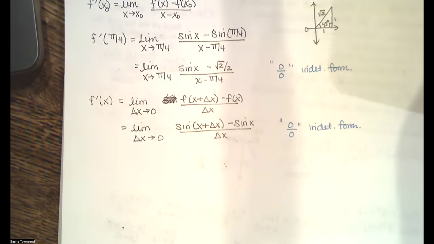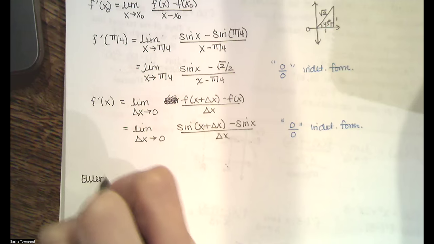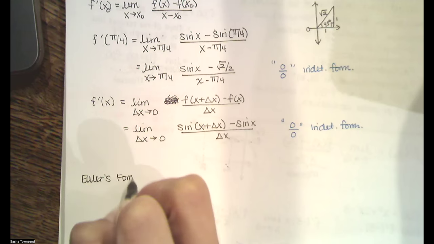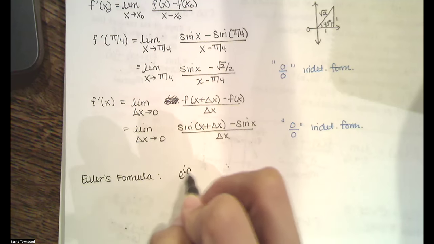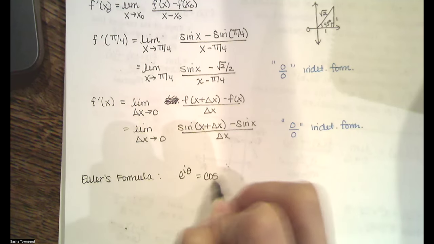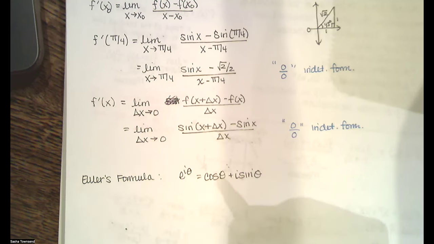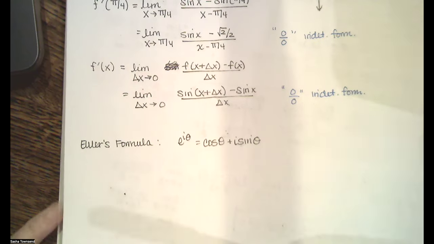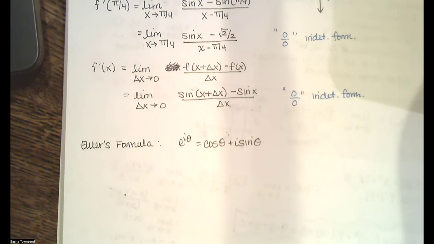I actually don't have that memorized. I use what's called Euler's formula. Now, Euler's formula says that e to the i theta equals cosine of theta plus i times sine of theta. So if I am interested in sine of a plus b, I usually do a little bit of computation.